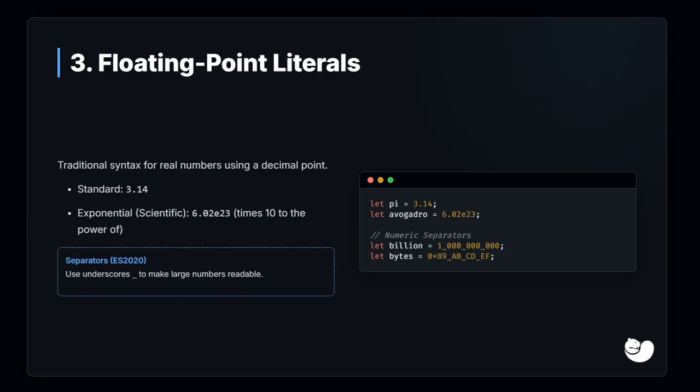A recent and highly readable addition to the language is the numeric separator. You can now place underscores between digits to act as visual commas. Instead of squinting to count zeros in a billion, you can write 1_000_000_000. The engine completely ignores these underscores during parsing, seeing only the raw digits. But for you and your team, it makes reading constants significantly less prone to error. This feature works across all number bases, including hex and binary.